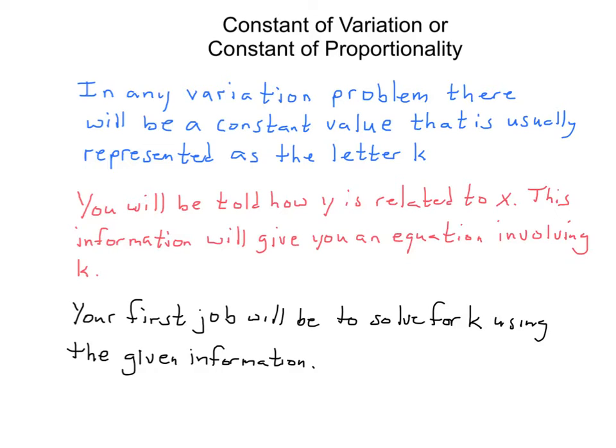Let's look at what's called the constant of variation, or the constant of proportionality. Every variation problem is going to involve a constant value that is usually represented as the letter k, and that k is the constant of variation or constant of proportionality. In a problem, you will be told how y is related to x. They'll say y varies directly with x or y varies inversely with x. This information is going to give you what you need to come up with an equation involving y, x, and the letter k, that constant of variation or constant of proportionality.